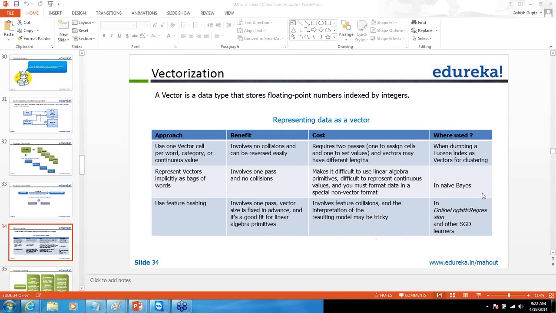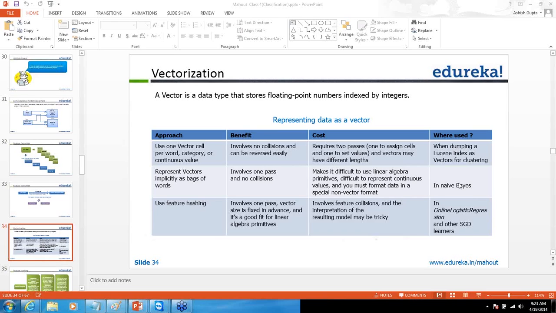We saw this vectorization on the clustering side also, but here it looks a little complex, though actually it is the same. It stores floating point numbers indexed by integers. Okay, it saves the floating point numbers. So we will have to convert our data into these numbers, and then save it into the vector.